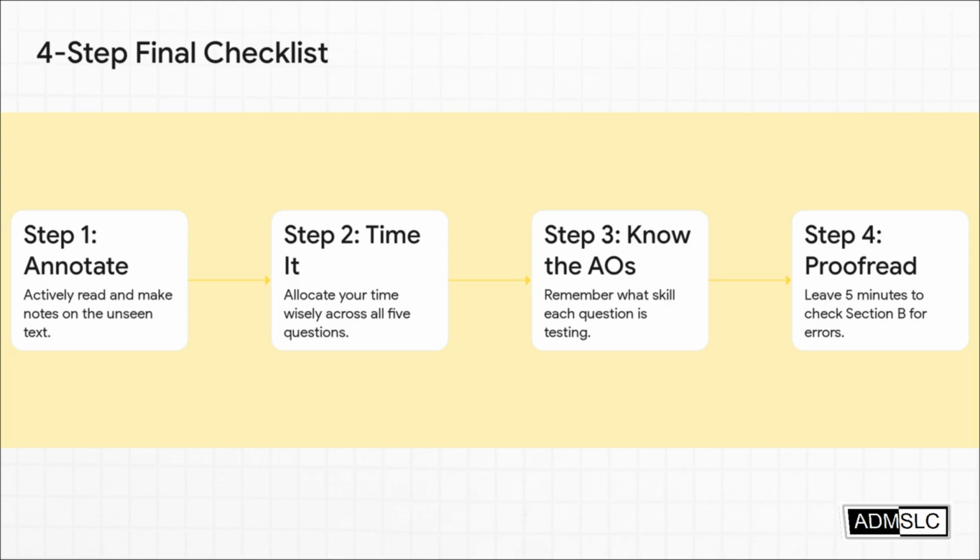Timing is everything. 3. Know your AOs. Ask yourself, what skill is this question really testing? And 4. Please, please, please leave 5 minutes to proofread your creative writing. Those 16 marks for accuracy are just too important to lose.